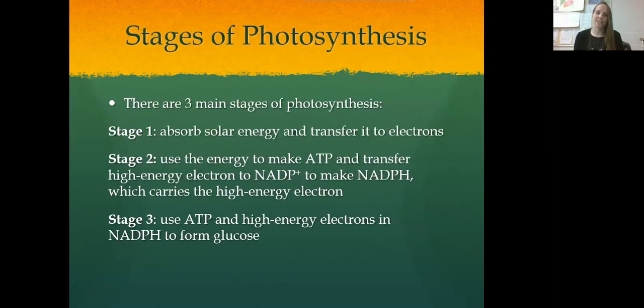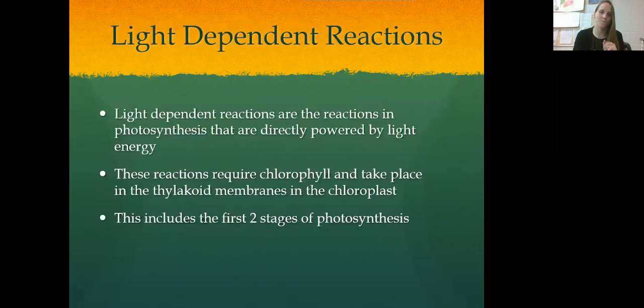Okay, so there's 3 main stages of photosynthesis. Stage 1 is the absorption of solar energy, which is then transferred to the electrons to make them excited. Stage 2 is using that energy to make ATP, as well as NADPH, which again is a high energy molecule because it carries high energy electrons. And then stage 3 is to use the ATP that we formed in stage 2, as well as the high energy electrons in NADPH, to form glucose. All of that will make more sense once I start adding some visuals in. So don't worry too much if that slide's not making sense to you.